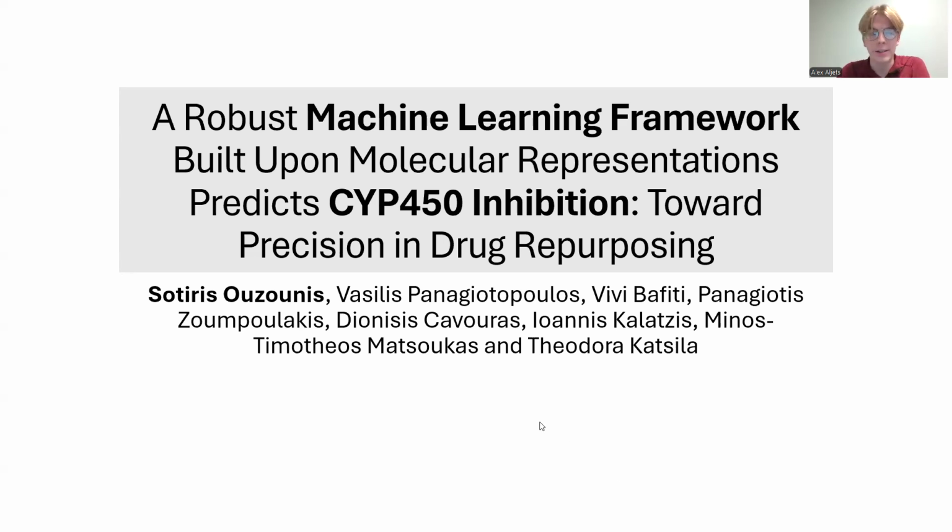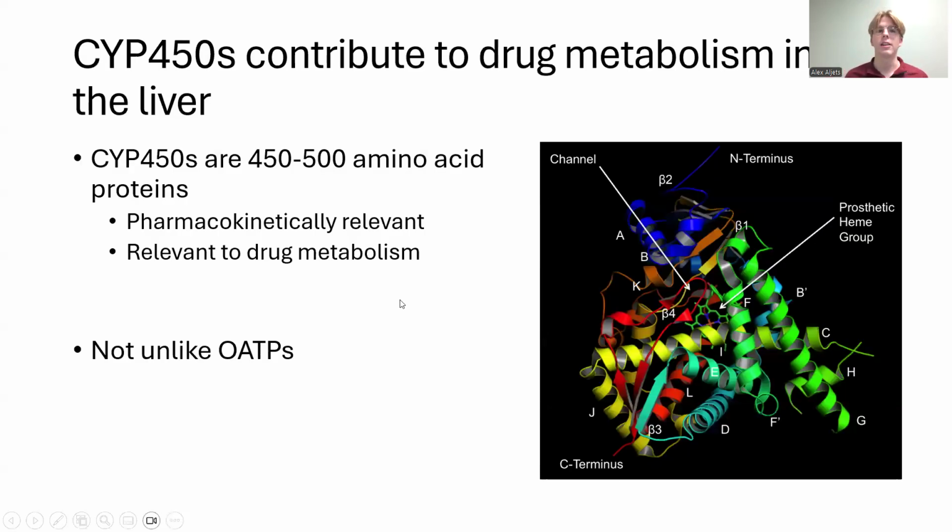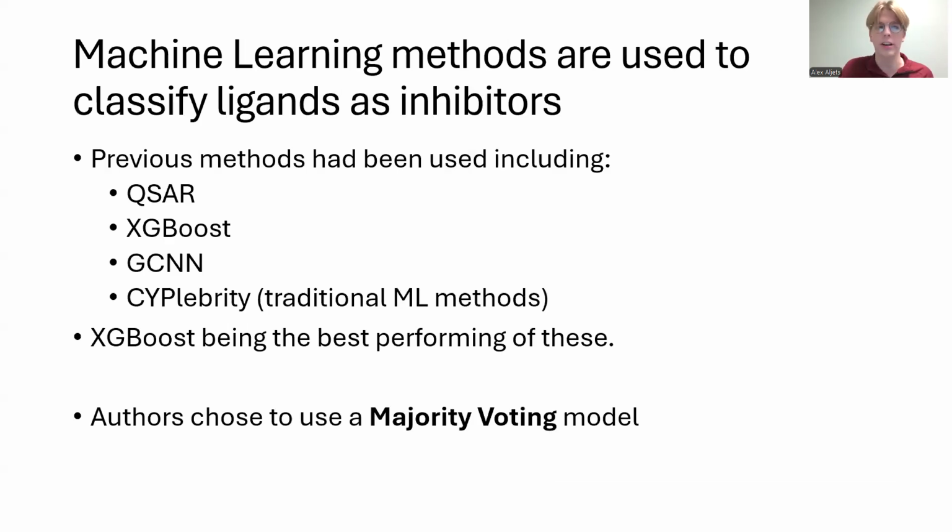Essentially, CYP450s are 450 to 500 amino acid proteins that are really relevant to drugs. They're kind of like OATPs, in that way that they're mid-size in the liver, relevant to drugs, that kind of thing. So machine learning methods have been used to classify ligands for these as inhibitors or not.